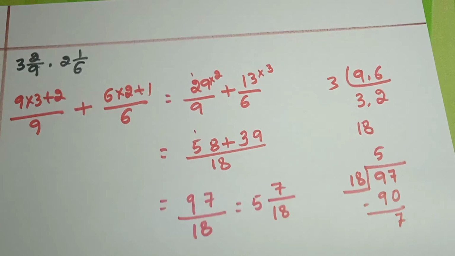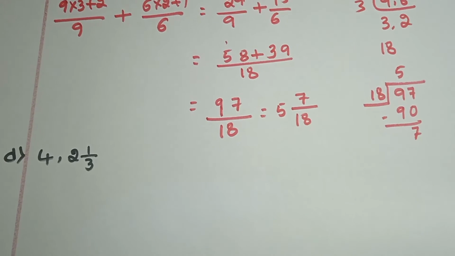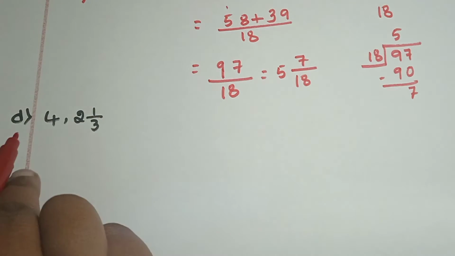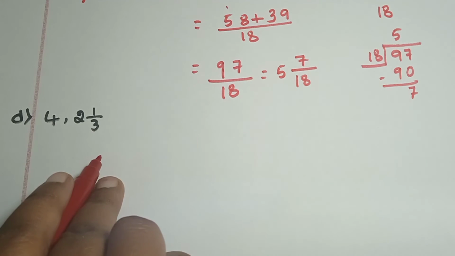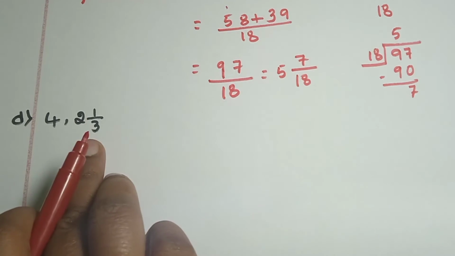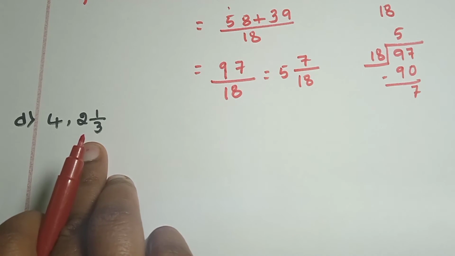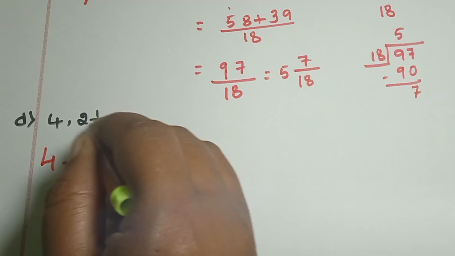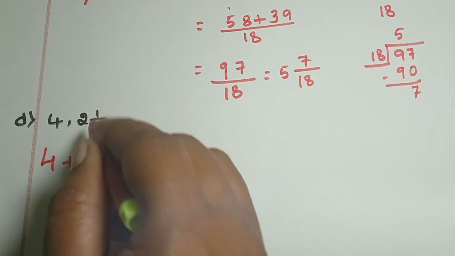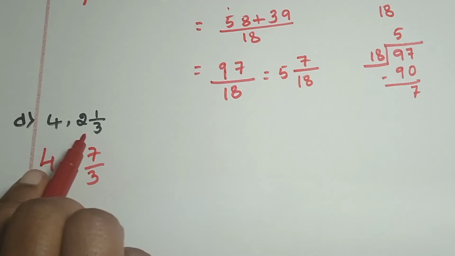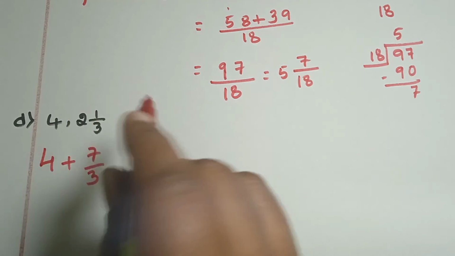Okay, yes. Next question, 4 comma 2 1 by 3. 4 they have given the number only. Here they have not given fraction, but another one they have given fraction. What we should do now, children? Yes, we should convert the second one into an improper fraction. Keep 4 as it is. Okay, 2 into 3, that is 3 2s are 6, 6 plus 1, 7. Directly I will write, children. Very easy, no? 3 into 2, 6, 6 plus 1, 7.